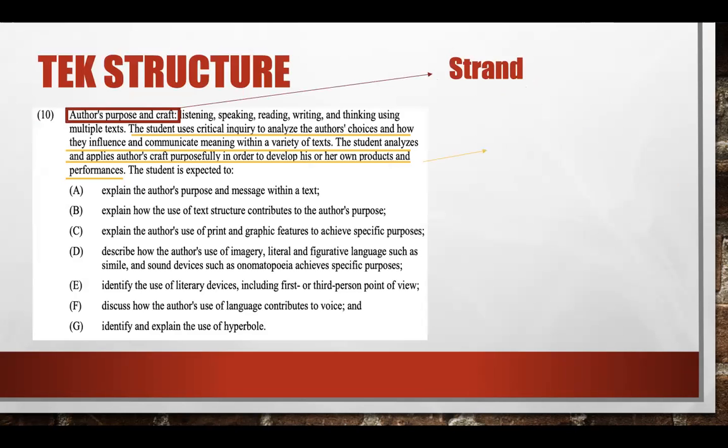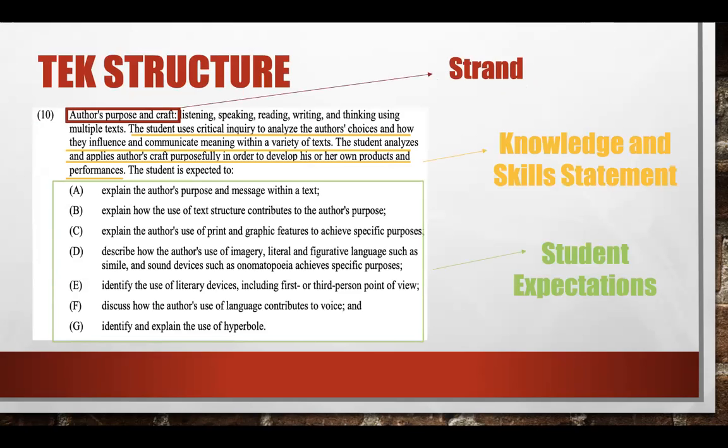So when it comes to TEKS structure, we have a TEKS right here that I got from the unit Author's Purpose and Craft, just for the sake of this example. There are 3 sections. What is boxed in red, that's the strand. What is underlined in yellow, that's the knowledge and skills. And what is boxed in green is the student expectations. That's what we are expecting our students to accomplish at the end of the lesson or at the end of the implementation of that TEKS.